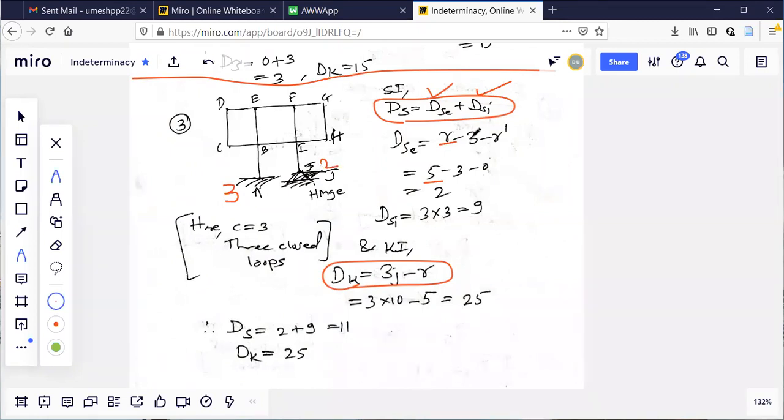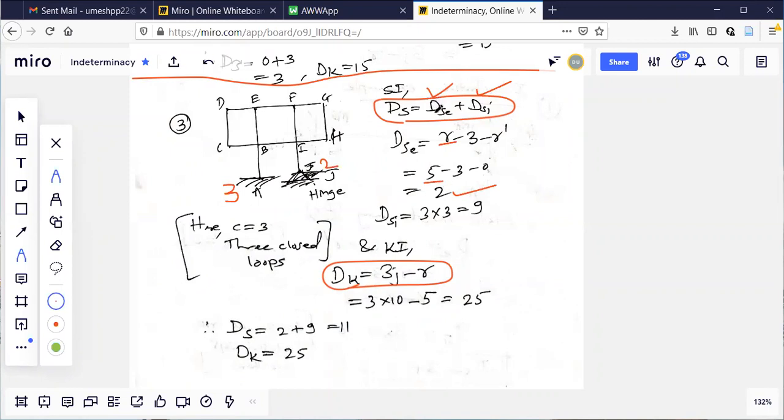Minus 3, as it is a constant because 3 equilibrium conditions are available. Excess of 3, how many are there? You are calculating how many there are beyond the conditions of equilibrium. So 5 minus 3 is equal to 2. This is 0 because there are no internal hinges. So 5 minus 3 is 2.